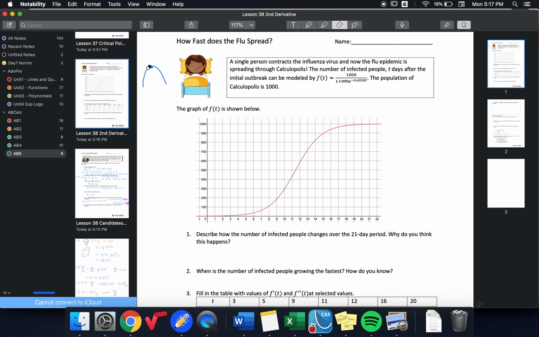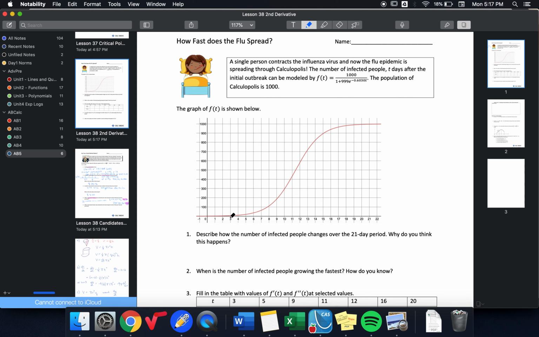So here's a spread of the flu. This is our number of days, and this is in time. The f of t axis is the number of people that are infected in Calculosopolis. Here's the function that models it. The population is 1,000 people.